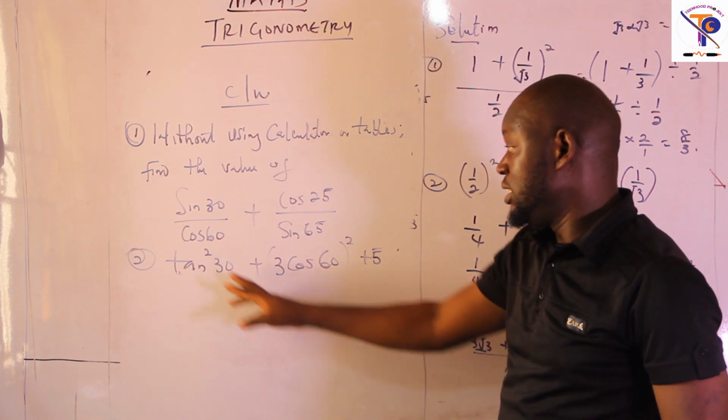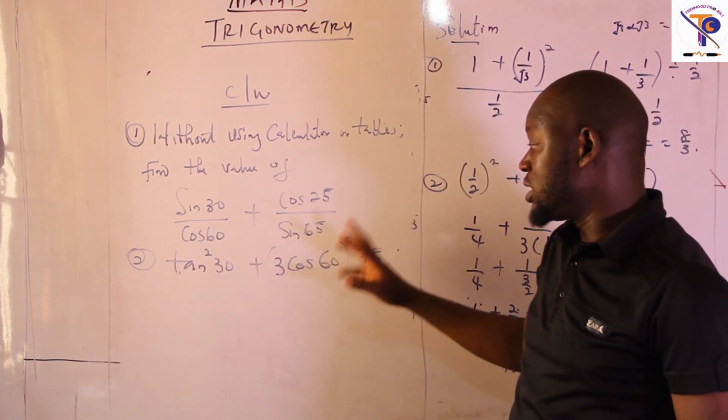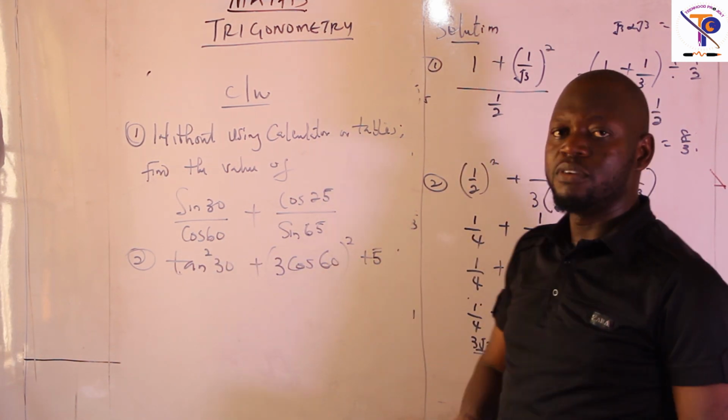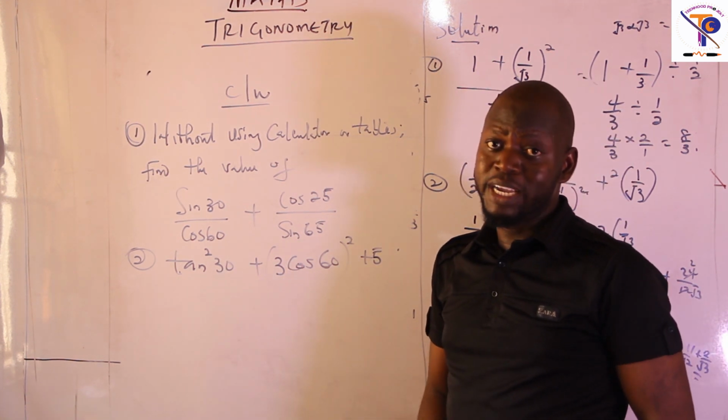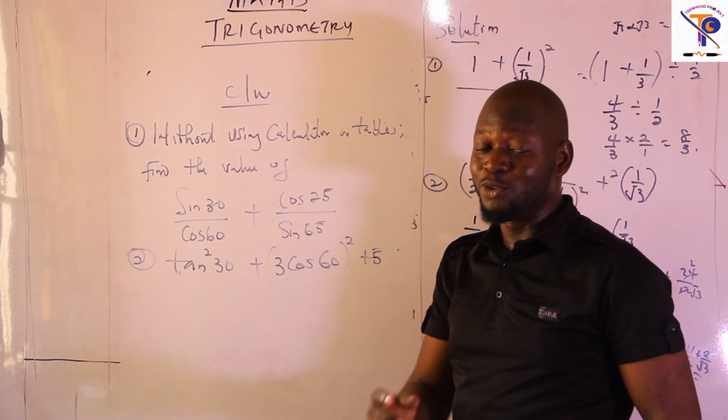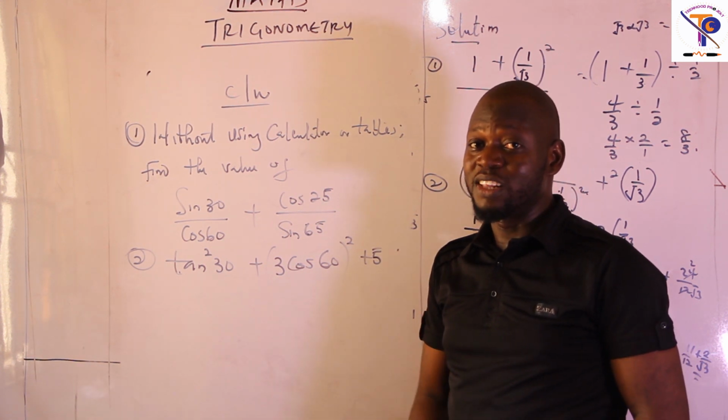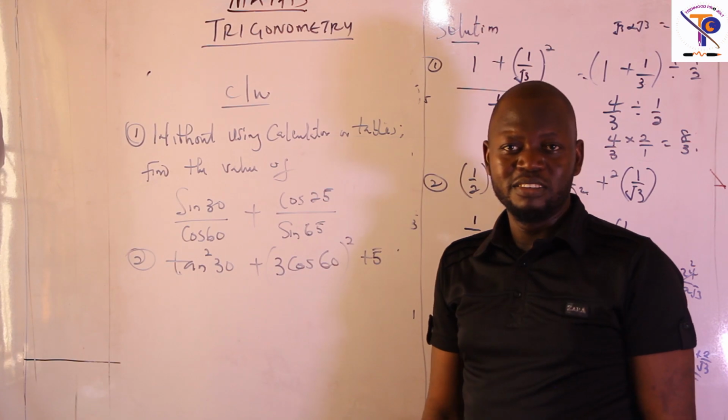Then tan 30 square, then 3 cos 60 all square plus 5. Fix these two for me. Send it to my WhatsApp page. Let me mark. But of course, I'm not going to use red pen. I will just endorse it to be sure you're correct. Then we proceed from there. Thank you.